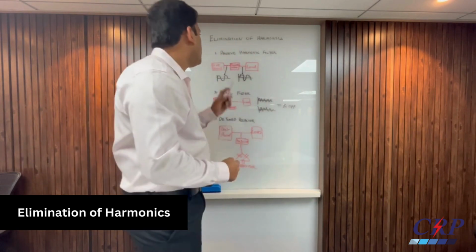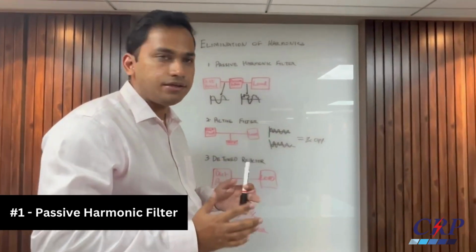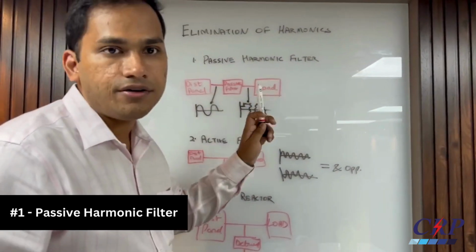In the last video, we discussed what harmonics are, what the types of harmonics are, and what the causes and effects of harmonics are. Today, we will understand how to eliminate these harmonics if they are present in the system. So, the first type of harmonic filter or harmonic correction method is the passive harmonic filter.